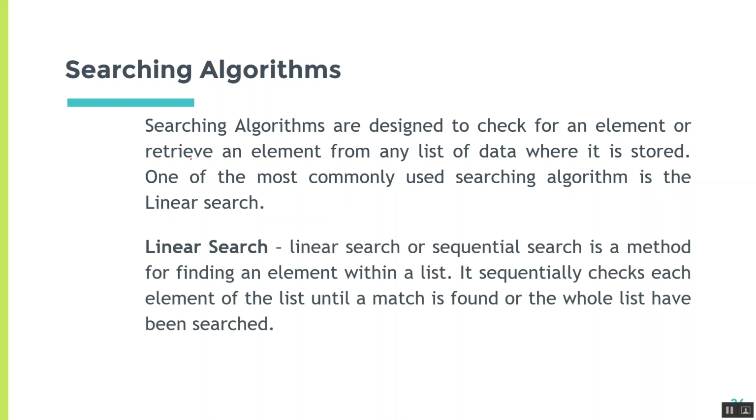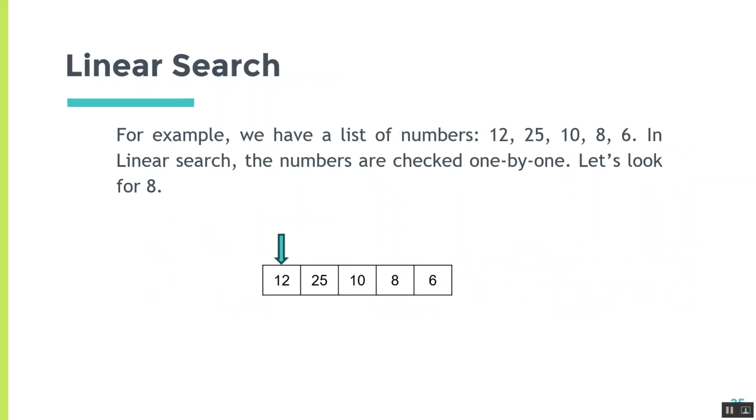Okay, so linear search or sequential search is a method for finding an element within a list. It sequentially checks each element of the list until a match is found or the whole list has been searched. For example, we have a list of numbers: 12, 25, 10, 8, and 6. In linear search, the numbers are checked one by one.